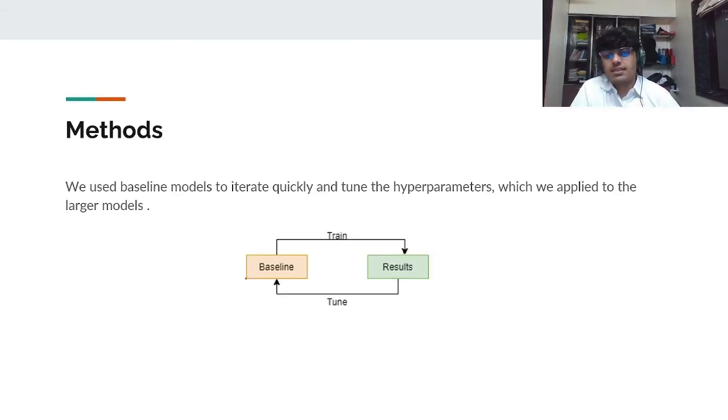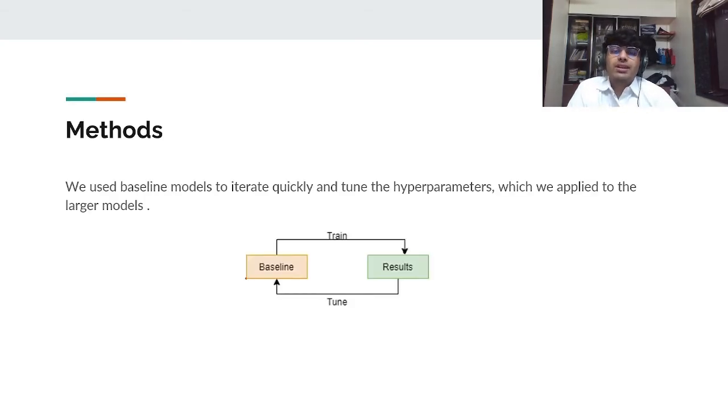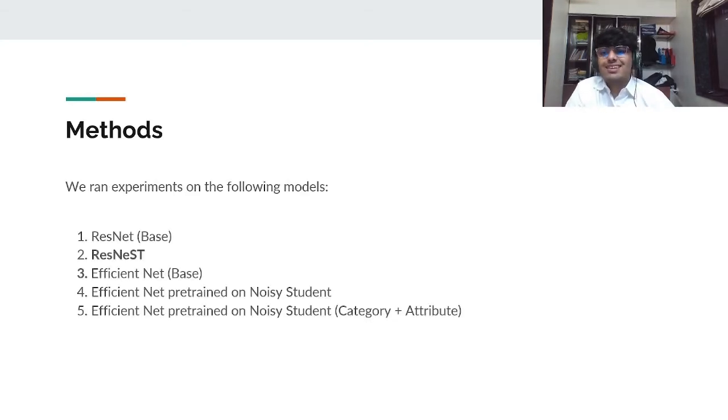So the base models that we had mentioned earlier, which were ResNet and EfficientNet, were used for quickly tuning the hyperparameters since their size is not that large and they train much faster compared to their alternatives. ResNeSt, for example, uses split attention blocks and requires a larger amount of time to train. And for EfficientNet with Noisy Student, we use a larger model as well, which meant that it wasn't possible for us to tune hyperparameters by iterating on that model.